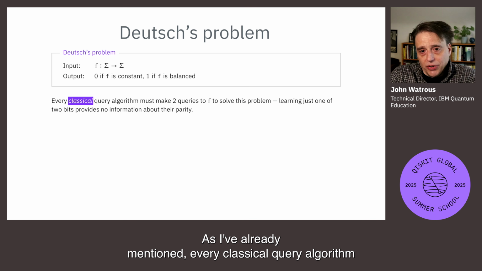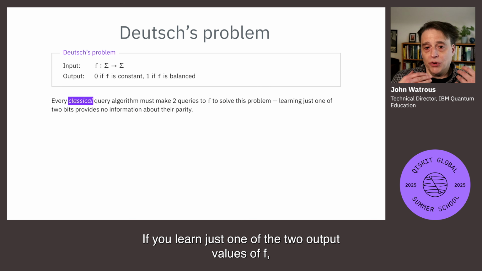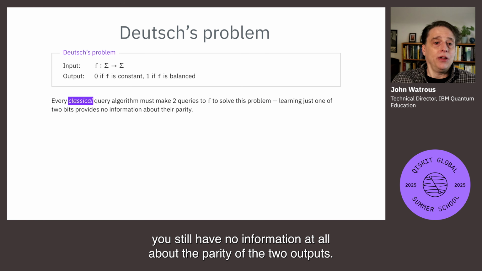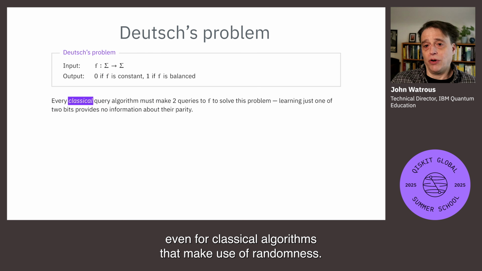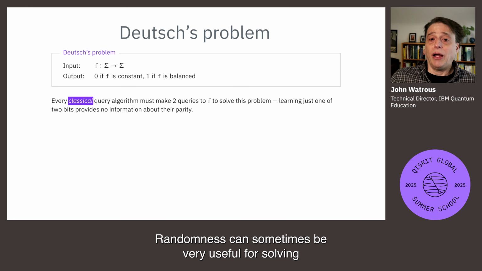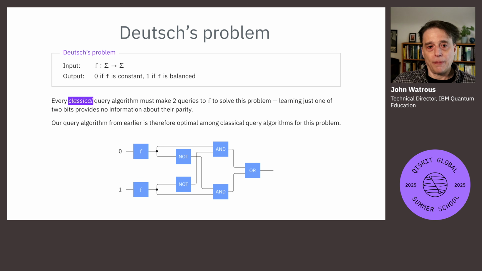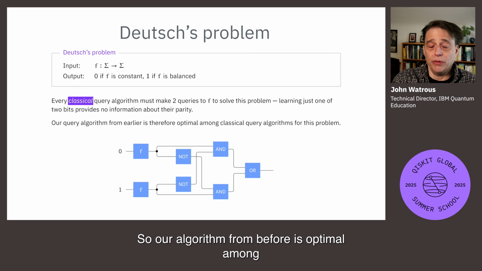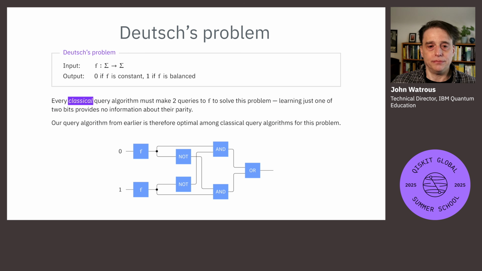As I've already mentioned, every classical query algorithm that solves this problem must make at least 2 queries to f. If you learn just one of the 2 output values of f, you still have no information at all about the parity of the 2 outputs. And this, by the way, is true even for classical algorithms that make use of randomness. Randomness can sometimes be very useful for solving query problems, but it doesn't help here. So, our algorithm from before is optimal among classical query algorithms for Deutsch's problem.